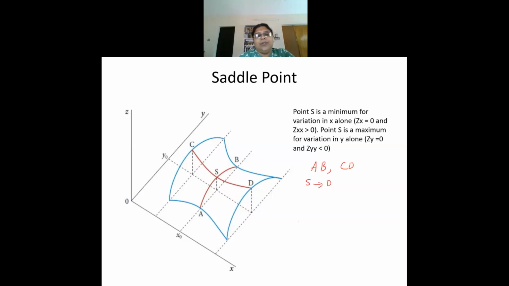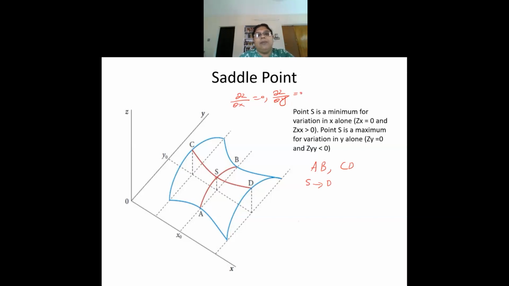Now when that happens, of course, at S we know that the first order partial derivative of the function with respect to x and with respect to y is equal to 0. The first condition is satisfied, isn't it? That is, dou z by dou x is equal to 0 and dou z by dou y is equal to 0. The first condition is satisfied.